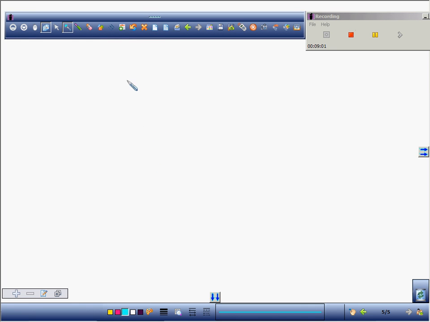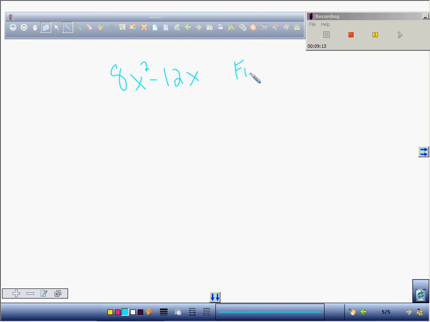Let's try 8x squared minus 12x. Find the GCF. And what we're doing now is called factoring. Factor means what two things do I need to multiply together to get this expression? So what is the biggest number that is in both 8 and 12? 4.